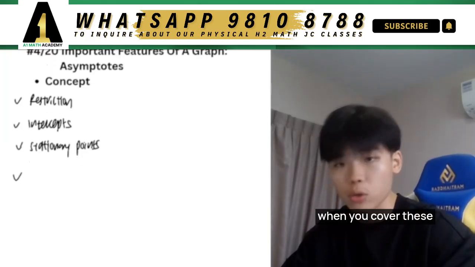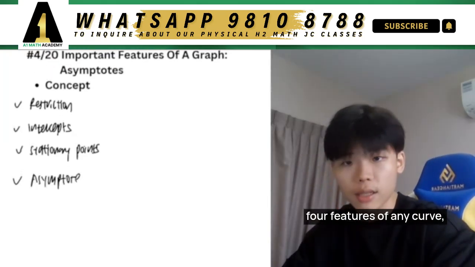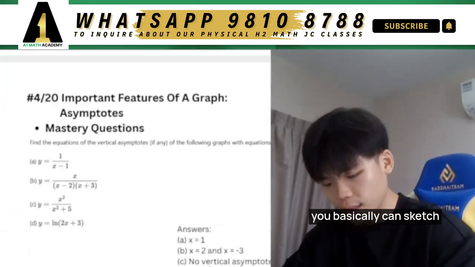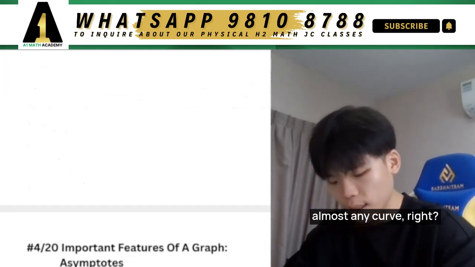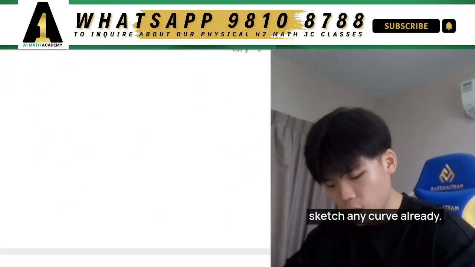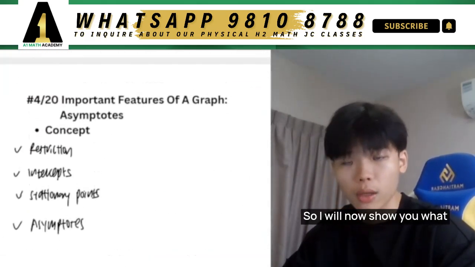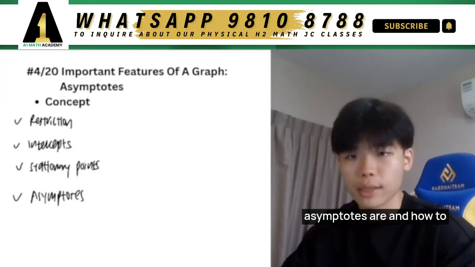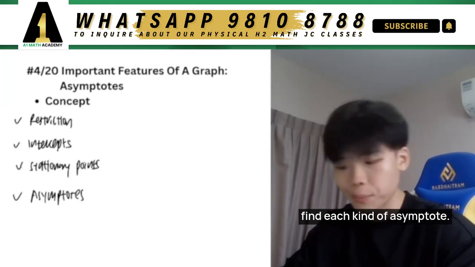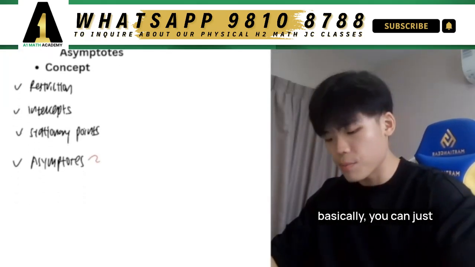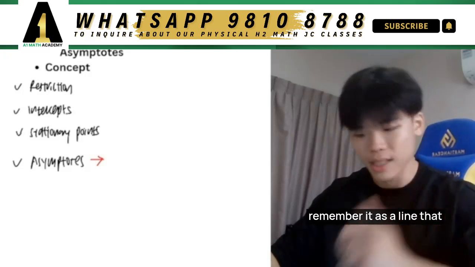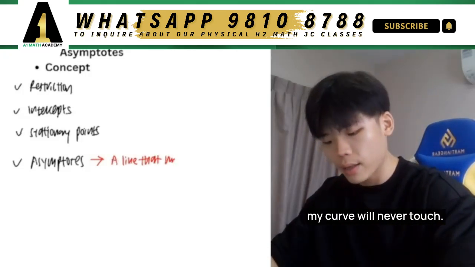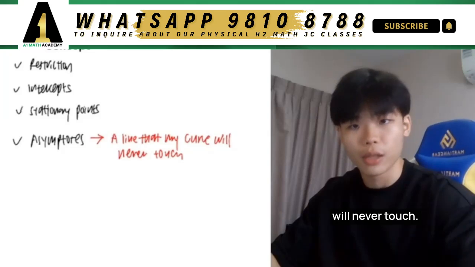So actually, when you cover these four features, you can basically sketch almost any curve already. I will now show you what asymptotes are and how to find each kind of asymptote. An asymptote is basically a line that my curve will never touch. Okay, a line that my curve will never touch.